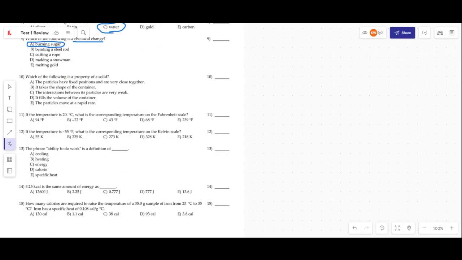Yes. So basically, it's a change of state, right? A change of state would be like going from a solid to a liquid or a liquid to a gas. That would be a difference, like melting gold. That's a physical change. For a chemical change, you actually have to change what it is. The molecules themselves have to change.